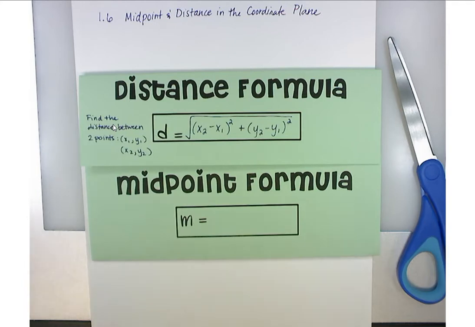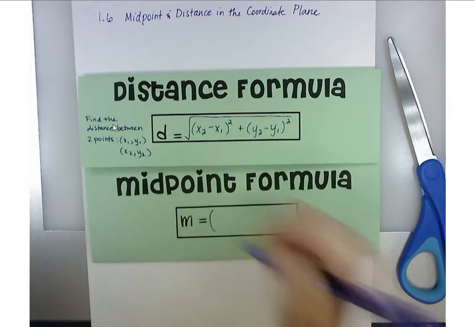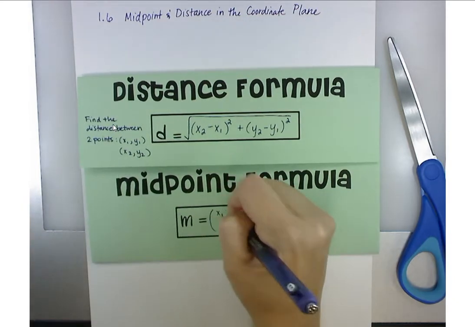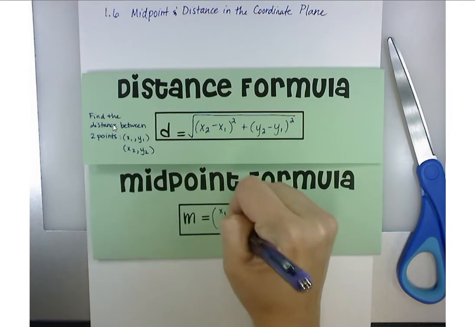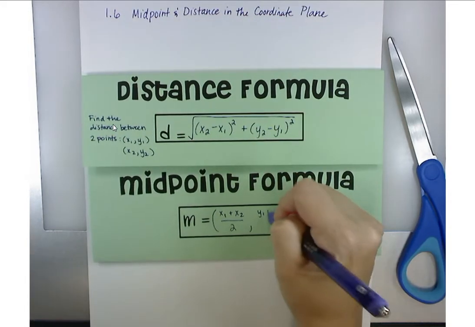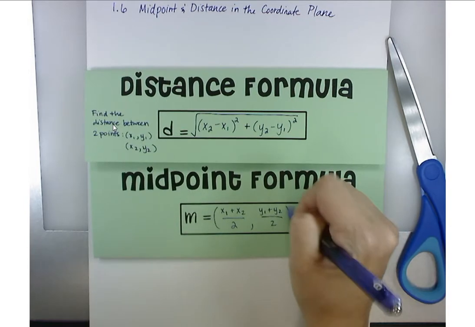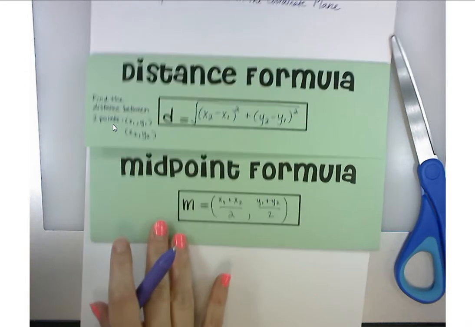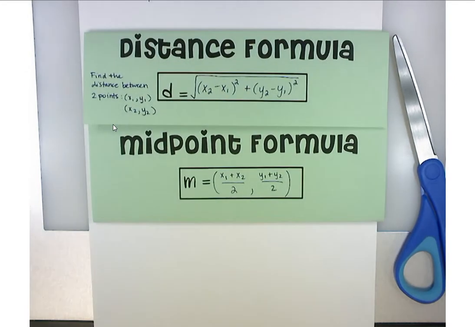Now the midpoint is used to find that point that's in the middle. So the midpoint formula is going to give you a coordinate point. Okay, so we know that a point has parentheses. So the first part of the parentheses is (x1 plus x2) divided by 2, and then we have our comma, and then we have (y1 plus y2) divided by 2. Okay, so the midpoint formula is going to find the middle in between 2 points.